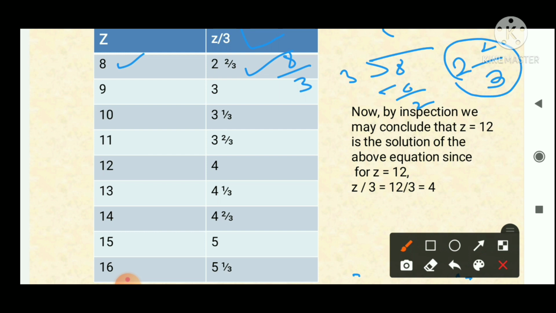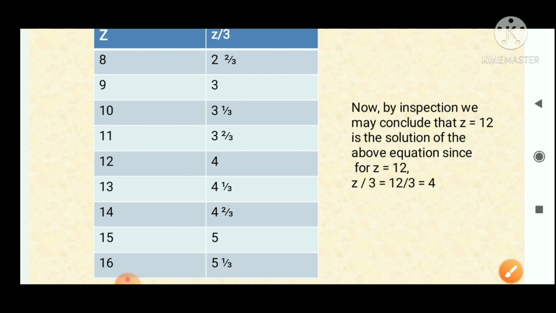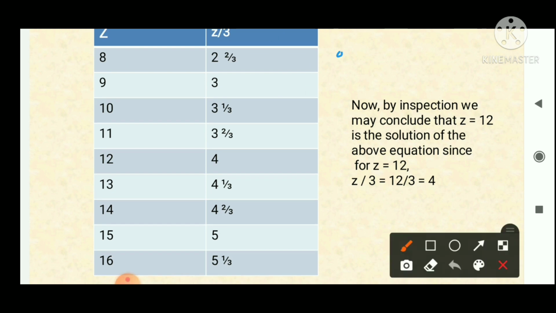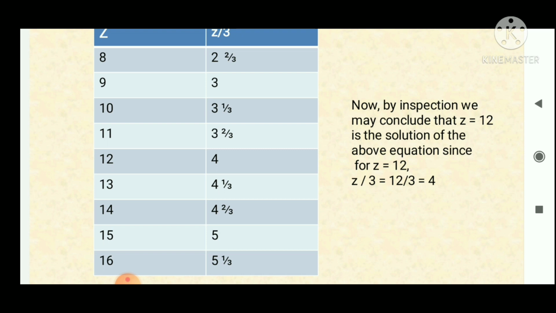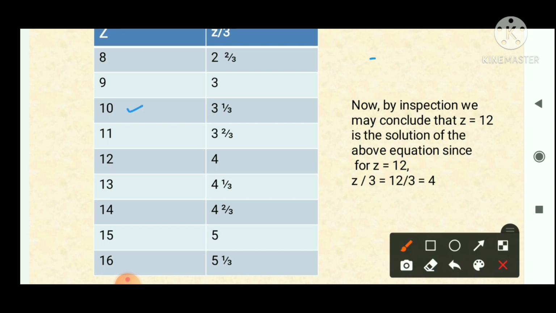Now if we put value of z is equal to 9, then 9 upon 3 means if we divide 9 by 3, 3 3s are 9. So we get quotient 3. So its answer is 3. Now next we take value of z is equal to 10, means we divide 10 by 3, 3 3s are 9. So we get quotient 3 at whole number place, remainder 1 at numerator place, and divisor 3 at denominator place. So we get 3 1 upon 3 is the solution.